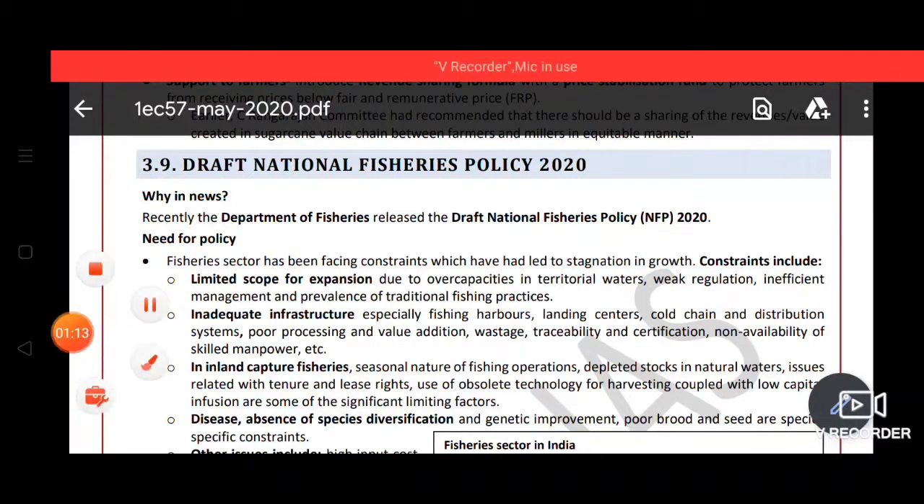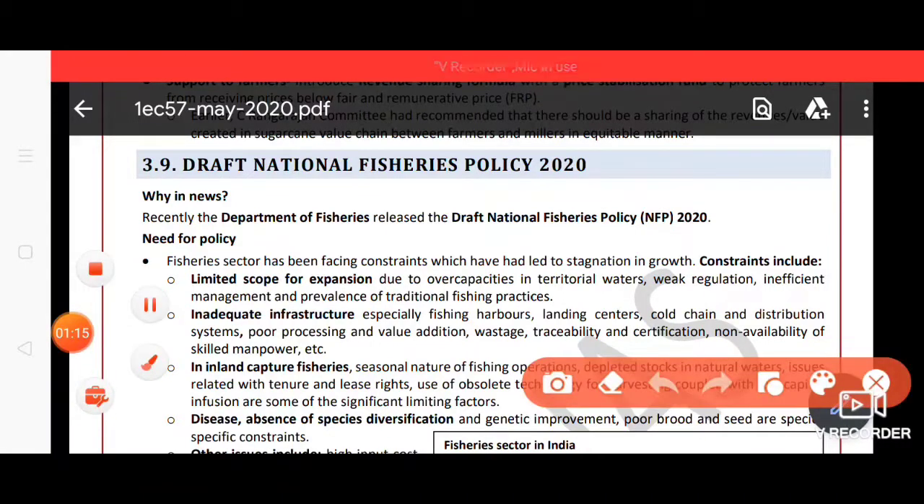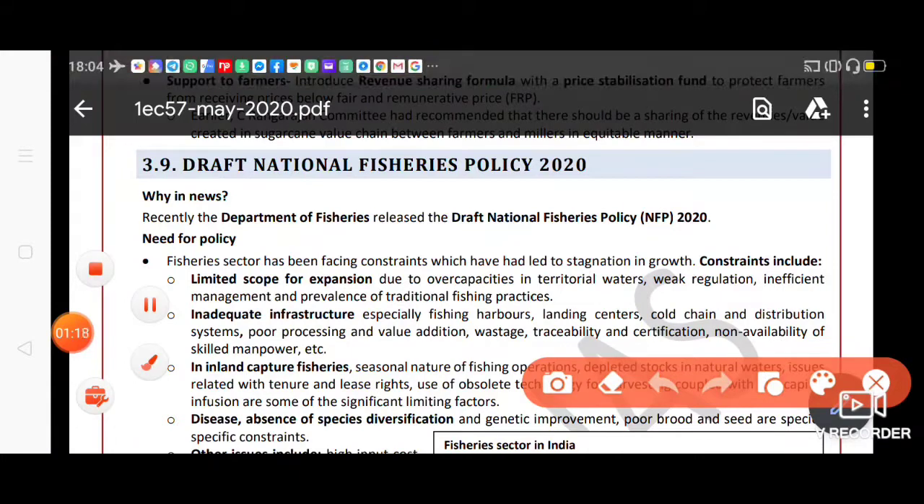The second point you must understand is inadequate infrastructure. Why this inadequate infrastructure and what are the inadequacies? You have fewer fishing harbors, landing centers, cold chain and distribution systems, poor processing and value addition, wastage, traceability and certification, and non-availability of skilled manpower.